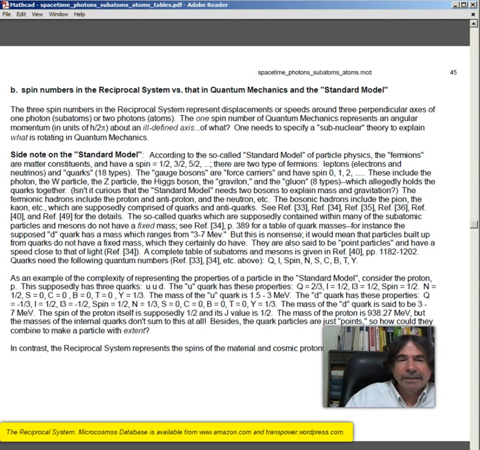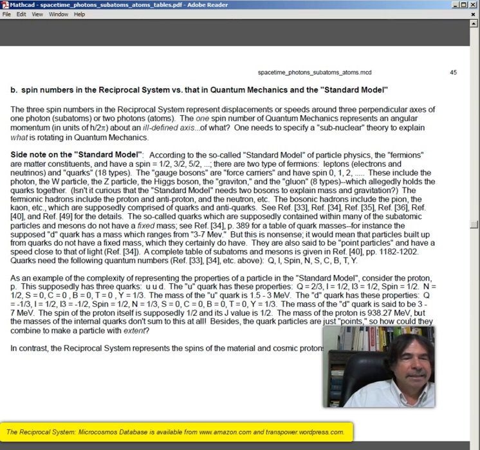The spin of the proton itself is supposedly 1/2, and its J value is 1/2. The mass of the proton is 928.27 MeV, but the masses of the internal quarks don't sum to this at all. Besides, the quark particles are just points. How can they combine to make a particle with extent?